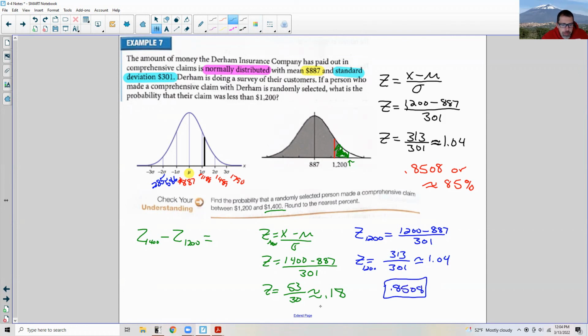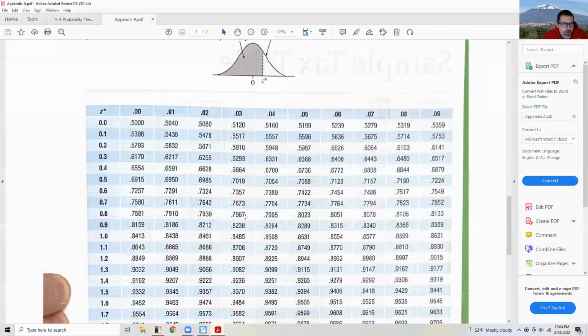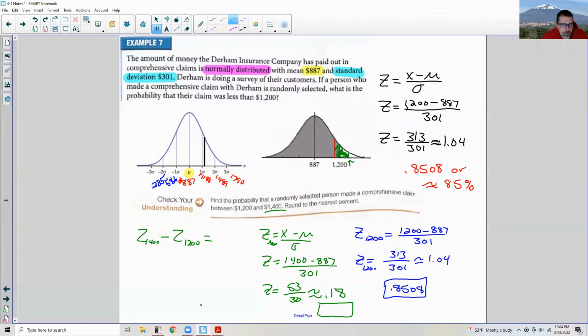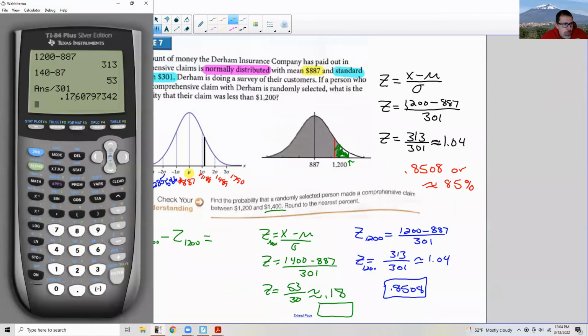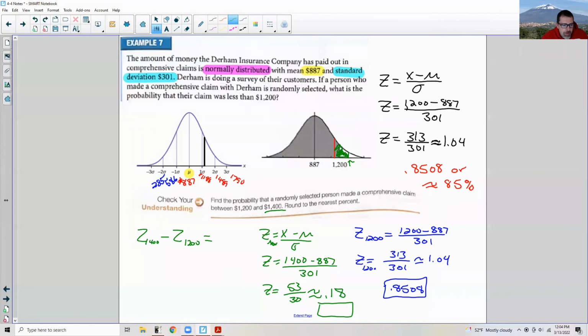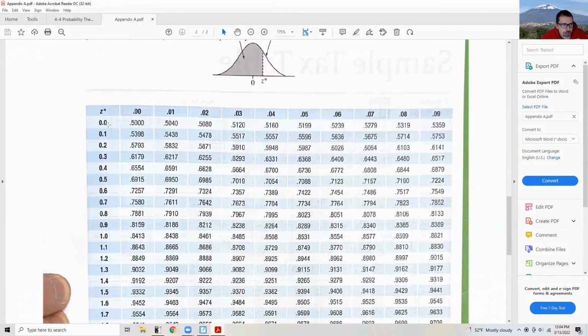And this one is going to come out to be whatever 1.8 is in our appendix A. So if I go back to here, I'm looking for 1.8. So here's 1.0. Was it 1.8? Look at my calculator again. 0.1760, which rounds to 0.18. 0.18 is right here. So it's 0.5714.